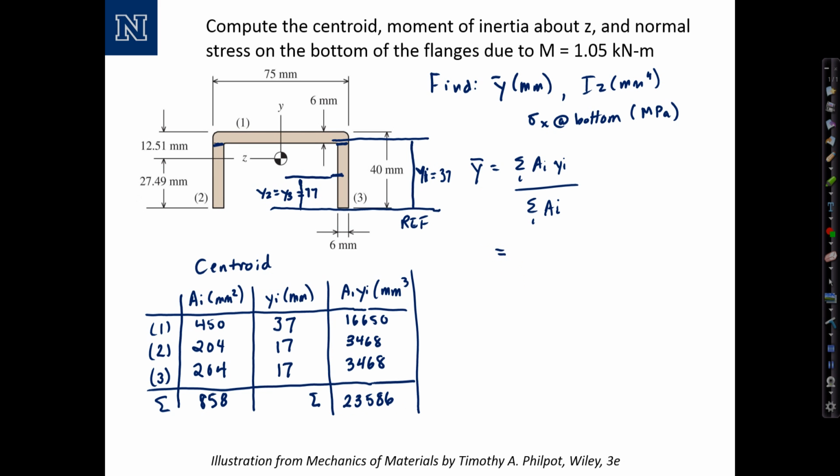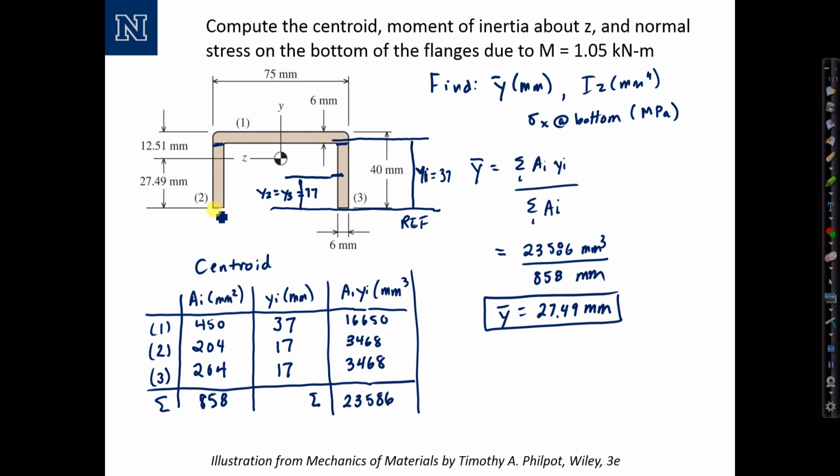y bar equals the sum of a sub i times y sub i, which is the third column, 23,586 millimeters cubed, divided by the sum of the areas, which is the first column, 858 millimeters squared, and this computes to 27.49 millimeters, which, as we said earlier, is already indicated on the section, so our calculations confirm.